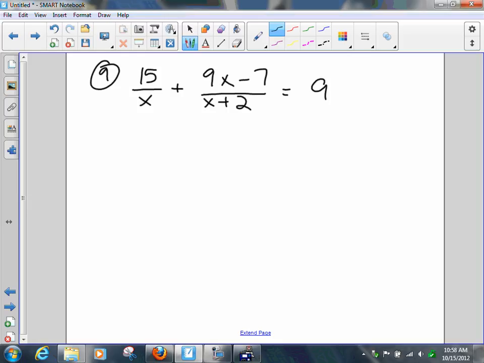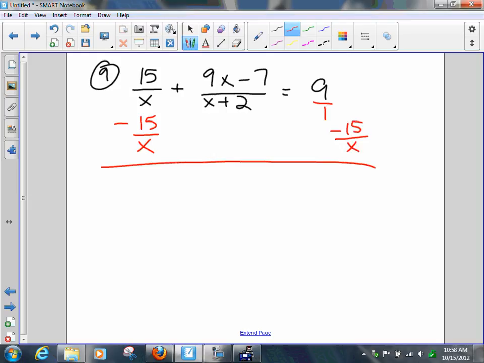Subtract 15 over x. Check this out. Because what's the denominator of 9, y'all? 1. Come on now, we can do this. I just went into baseball mode. Uh-oh. You heard it, didn't you? You heard it. All right. 9x minus 7 over x plus 2 is equal to 9 over 1 minus 15 over x.